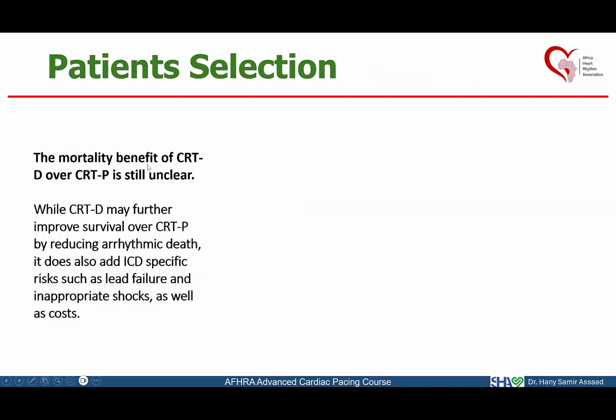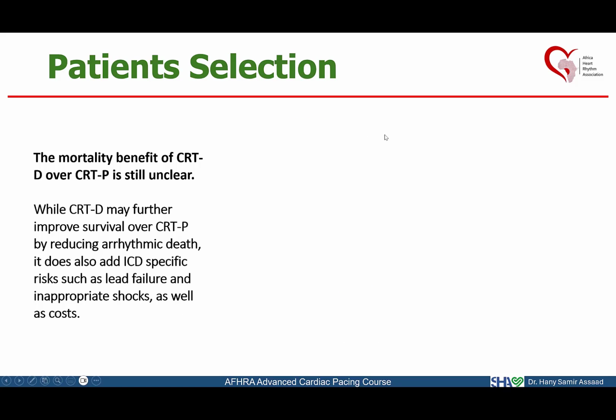Of course, the mortality benefit of CRT-D over CRT-P is still unclear because we don't have head-to-head studies to show a significant or evident mortality or outcome improvement. While it's logical, we also have to say that CRT-D may have its own risks: add-on lead failure risk, add-on inappropriate shock risk, as well as the cost.